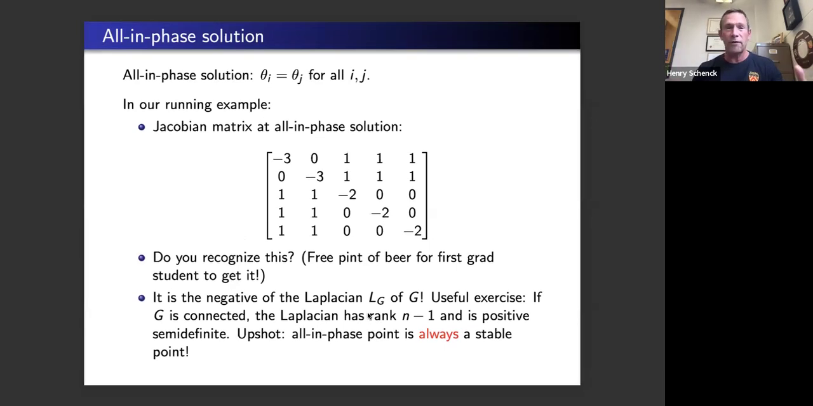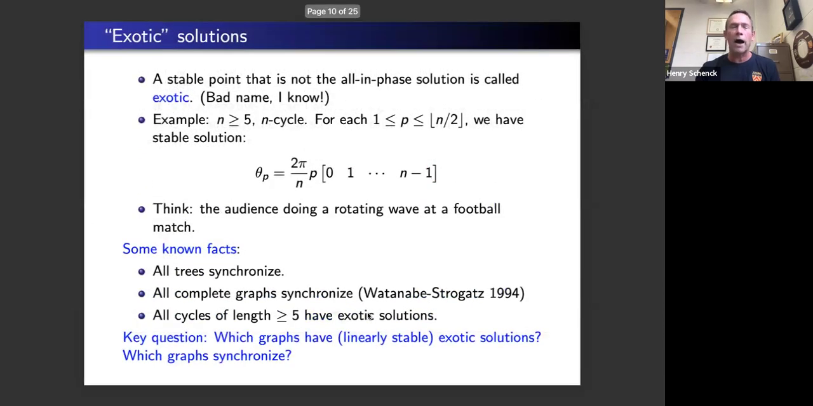If you're thinking, where is the algebra or the geometry in this? Right now, this seems rather far afield, but we're going to get there very soon. I'm not sure if it's the next slide, but it's coming up. Okay. So one thing I want to mention is, there are interesting stable solutions that are not all in phase. The all in phase is when everything is flashing at the same time. There's another thing, it's called exotic, but there are stable points that are not all in phase.